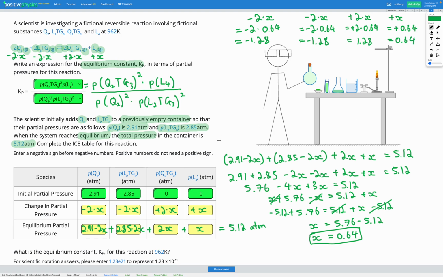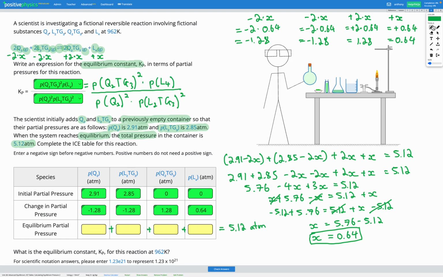So let's go ahead and fill those out in our change in partial pressure row in our table. So we've got negative 1.28 for Q2, negative 1.28 for L2G3, positive 1.28 for Q2TG3, and positive 0.64 for L4. Remember, we don't need a positive sign for positive numbers in our answer boxes, but we do need a negative sign before negative numbers. All right, we've got our changes in partial pressure. We've got our initial partial pressure. Now, all we need to do is add those together to get our equilibrium partial pressures.